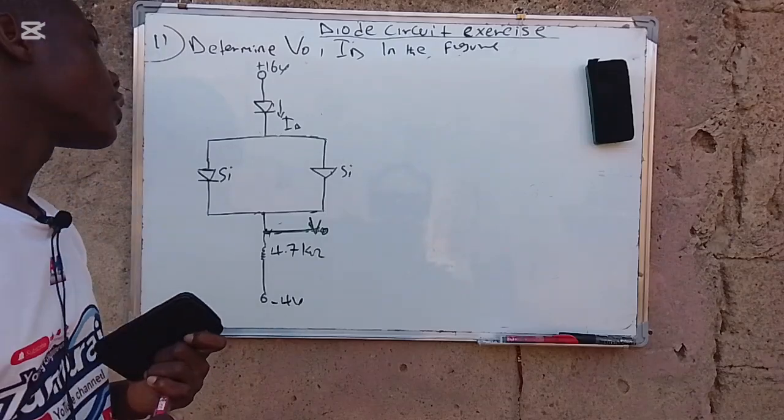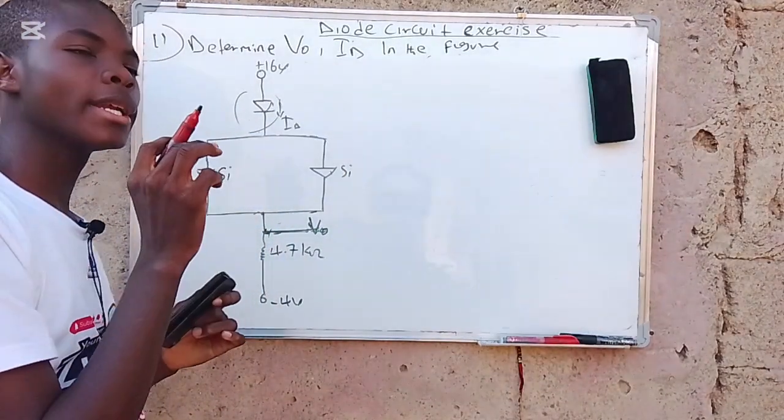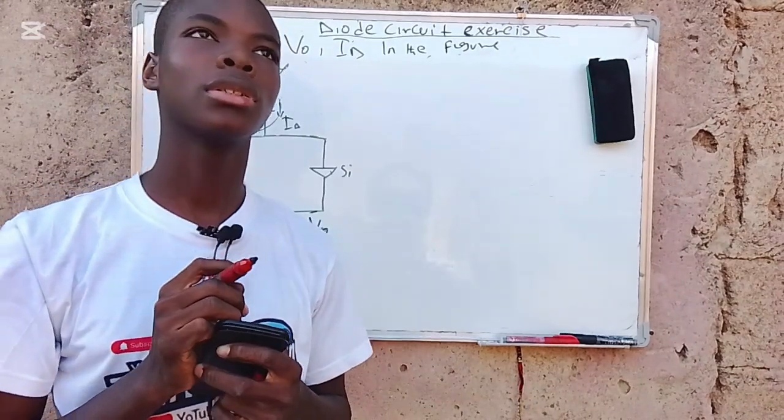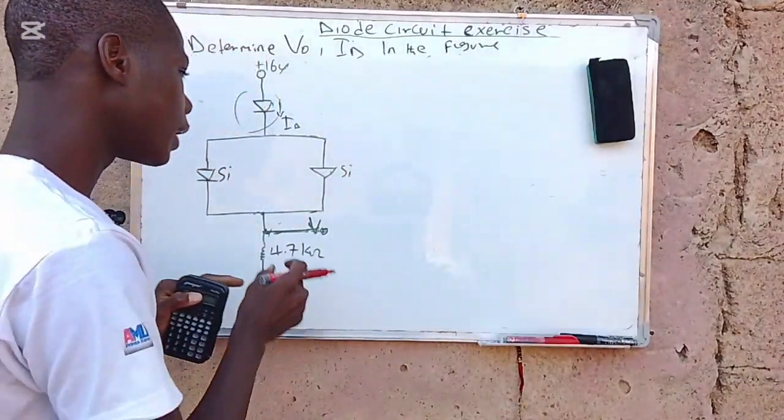We are going to determine V naught and ID in the figure below. The next thing we are going to do is first identify each diode: is it on or off? In the last video we talked about when two diodes, gallium arsenide and silicon, are in the same direction.